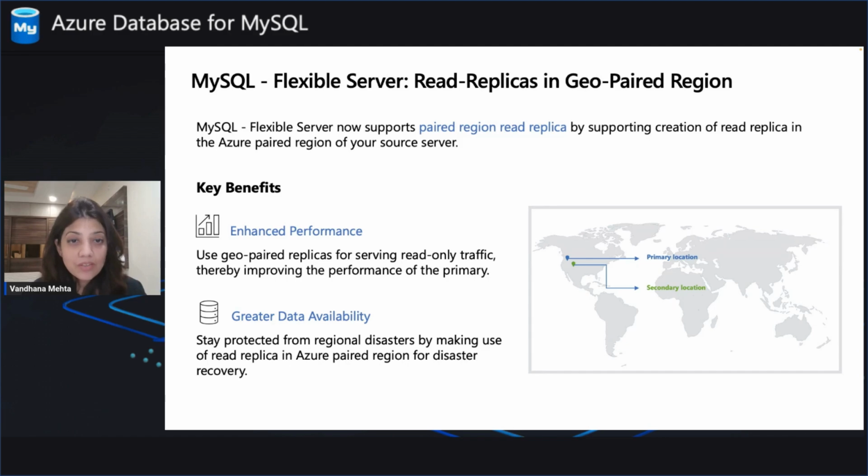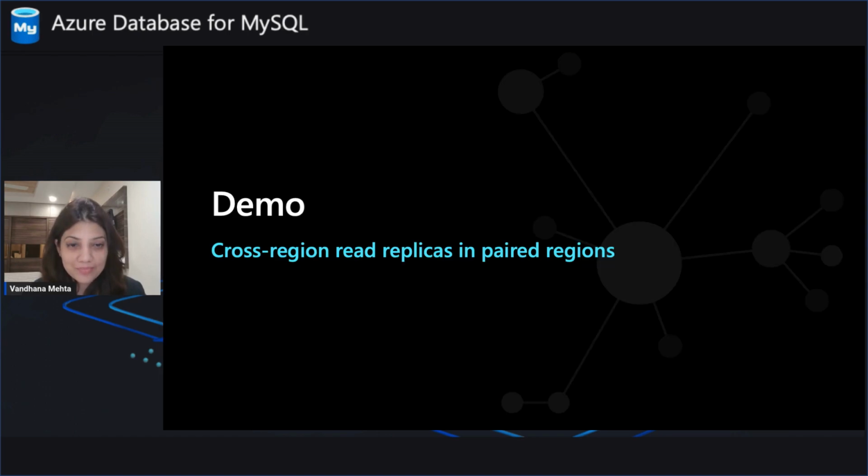The second benefit is greater data availability. Basically, you can use this feature to make your business critical application resilient to regional disasters by placing your read replica in Azure paired region. In the event of disaster, the replica can be promoted to a standalone server, which the application can point to. One interesting thing to note is that using this feature, customers can meet their cross-region DR needs with better RTO than geo-restore. Let's look at the demo.